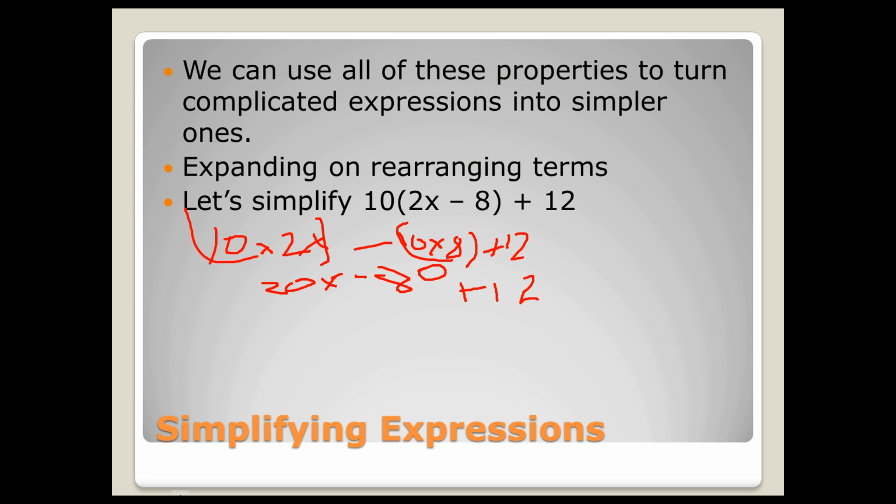Now if we use the associative property, we can group these two terms together as in 20x plus the quantity negative 80 plus 12. Now we can add this term right here. So now the expression is equal to 20x plus negative 68, or just 20x minus 68. So notice how we first use the distributive property to break up this parentheses, and then we just use the associative property to group the two constants together, negative 80 and 12, and then add them to simplify it.